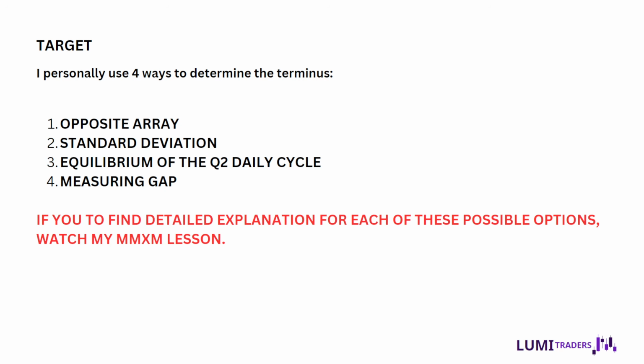Okay, target. I personally use 4 ways to find my target. Opposite array, standard deviation, equilibrium of quarter to daily cycle, measuring gap. If you want a detailed explanation of each of these possible options, watch my market maker model lesson. That's why I ask you to watch my market maker model lesson before you start watching this lesson.